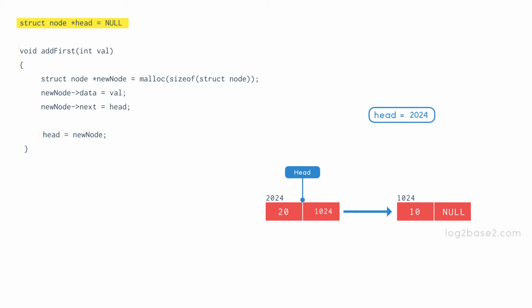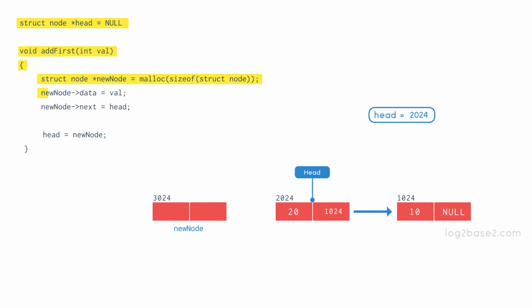Now let us insert another element 30. So val equal to 30, and malloc will create a new node and add 30 at the data part, and next will point to the head, so it will have value 2024. Now make node 30 the head of the linked list, and it is at address 3024. So that is how we insert a node at the beginning of a linked list. So create the new node, make it point to the head, and at last make it the head.